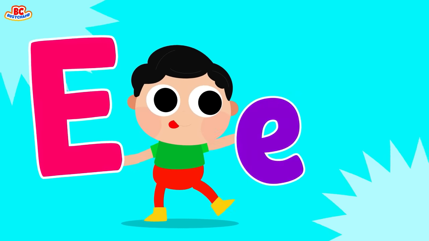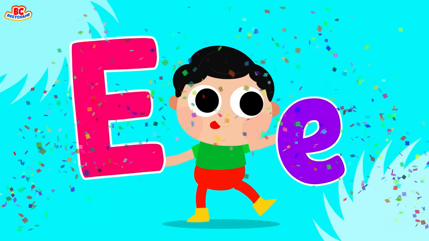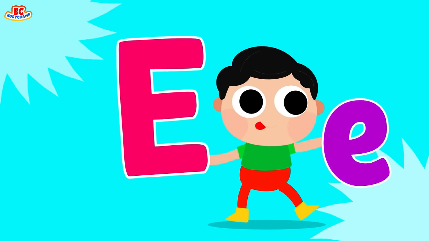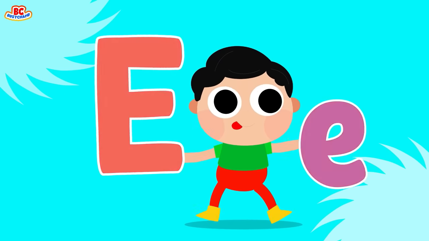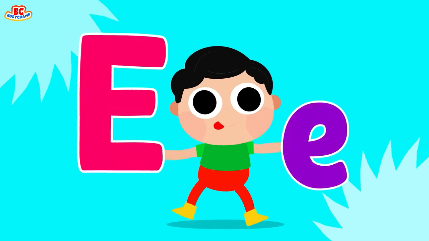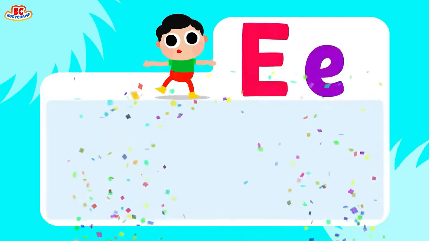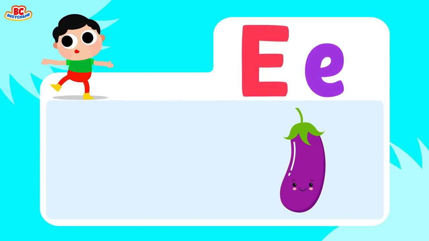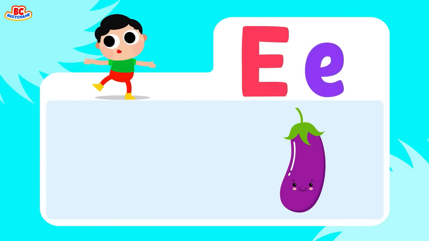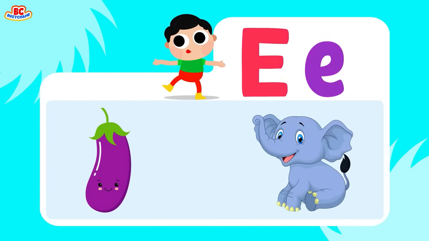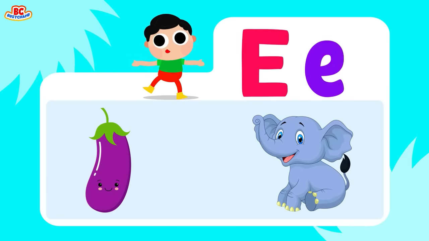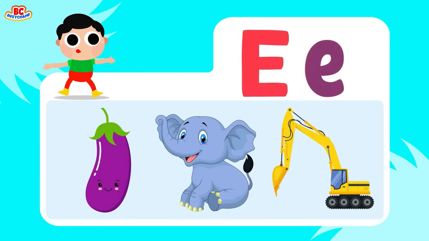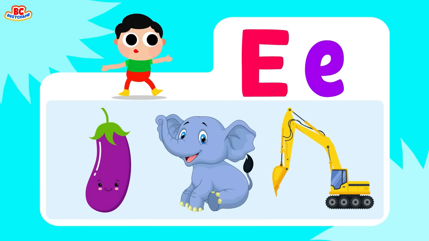Which alphabet can you see in my hands? I have the letter E in my right hand and its sound E in my left hand. And there are so many words that begin with letter E. E called egg. E, egg. E called elephant. E, elephant. E called excavator. E, excavator.